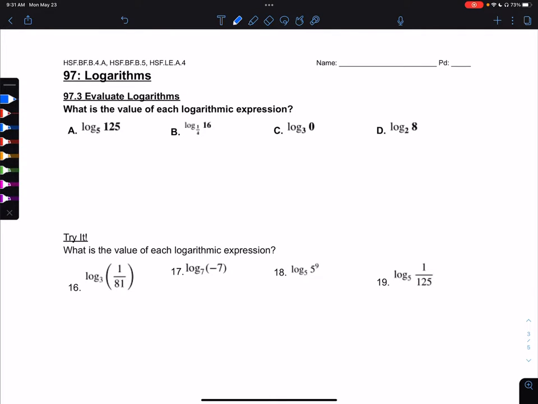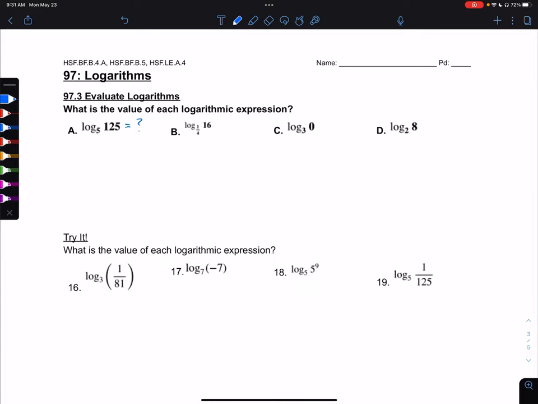Here we're going to look at topic 97, example 3, evaluate logarithms. So the question: what is the value of each logarithmic expression? So we have log base 5 of 125 equals, we'll say x. We're looking at a question mark. You can use x, you can use a question mark, whatever you want.